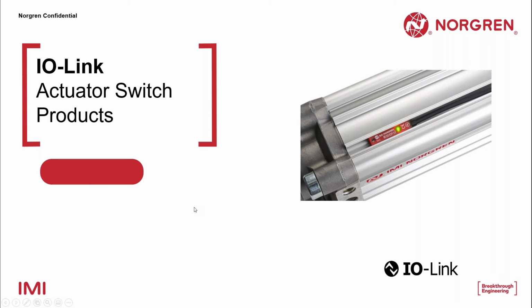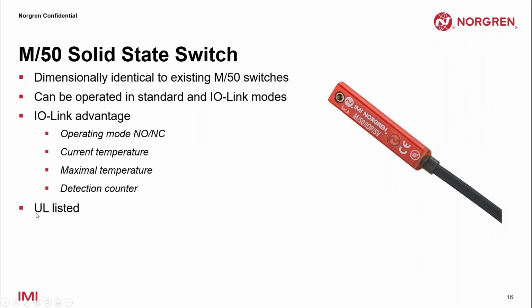Lastly, we have our IO-Link actuator switch. The M50 is a solid state switch. It's used for our range of pneumatic actuators. It's dimensionally identical to our existing range of M50 switches, but this one can be operated in standard and IO-Link modes.